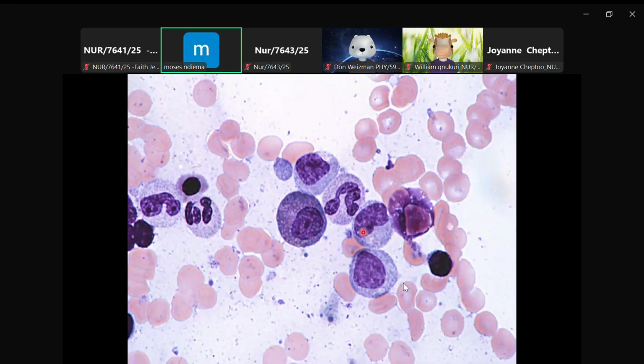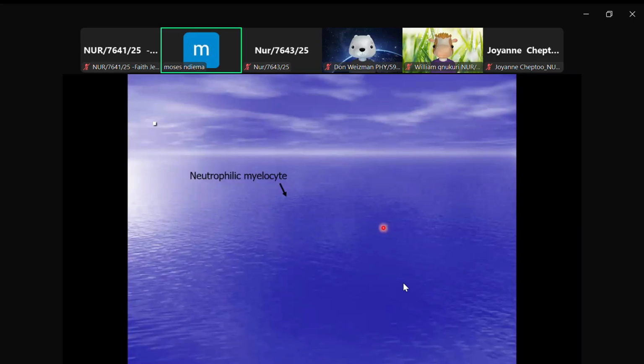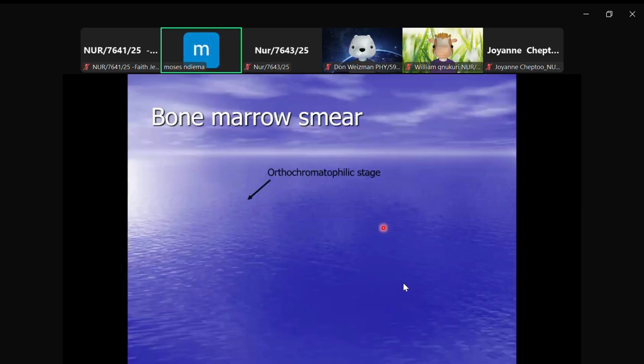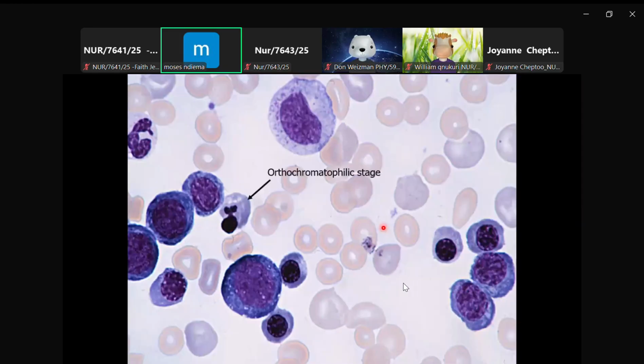Let's look at bone marrow. We have said bone marrow is a hematopoietic organ. It's the universal hematopoietic organ because it's producing all the formed elements of blood. We normally distinguish red bone marrow, which is the site for hematopoiesis, and yellow bone marrow.